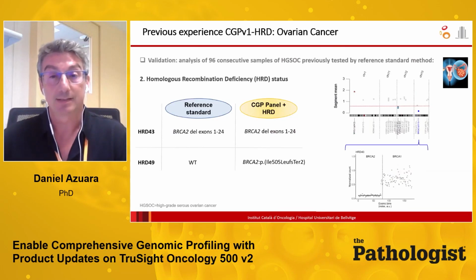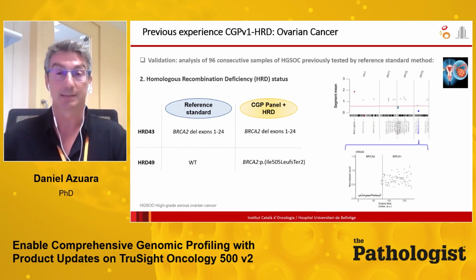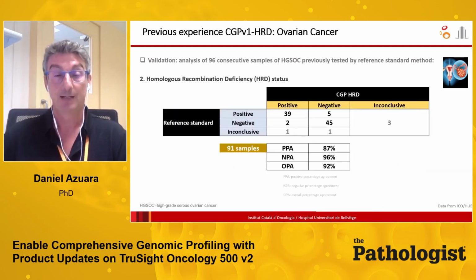Regarding the HRD status, we found only one discrepancy involving a BRCA2 frameshift mutation, which we detect with the CCP assay at a very low allele frequency and was not detected by the reference standard. The overall percentage agreement in the homologous recombination deficiency status was 92% between the two methods.